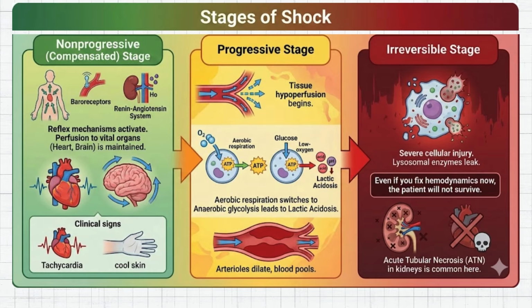Then the third one is the irreversible stage. Severe cellular injury takes place, lysosomal enzymes leak. Even if you fix hemodynamics now, the patient will not survive. Acute tubular necrosis in kidneys is common here.